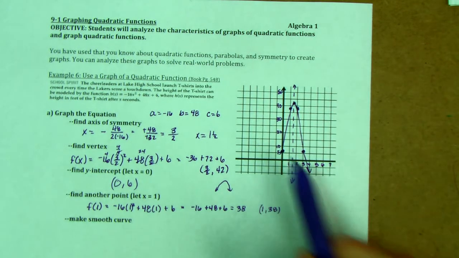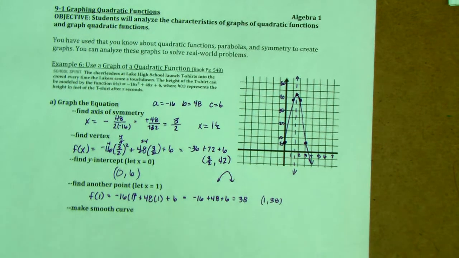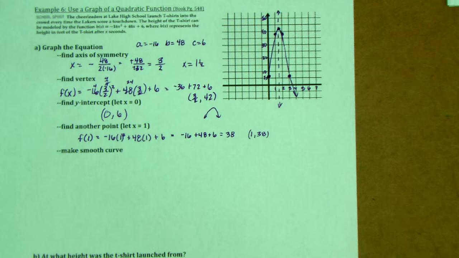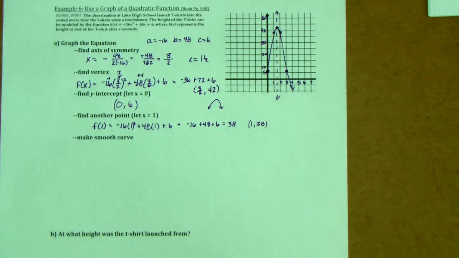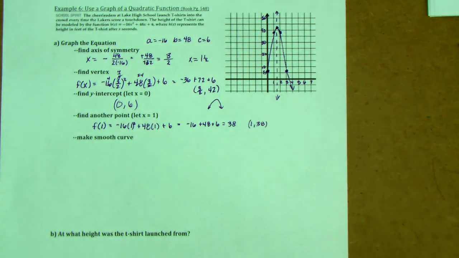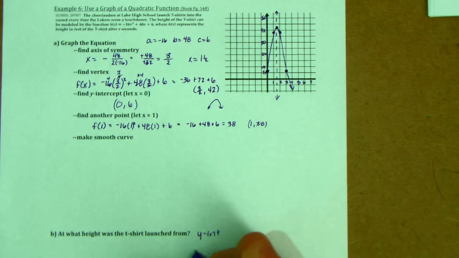We did. At what height was the t-shirt launched from? Check that out. That's what I was just talking about. At 0 seconds, it was already starting at 6 feet, because that's the y-intercept, which is 0, 6, so 6 feet. That's what it started at.